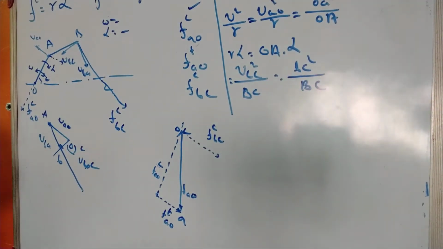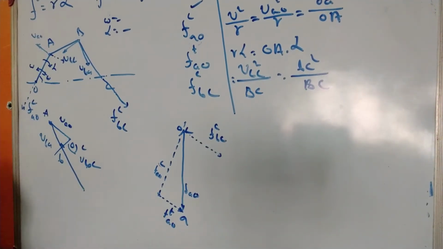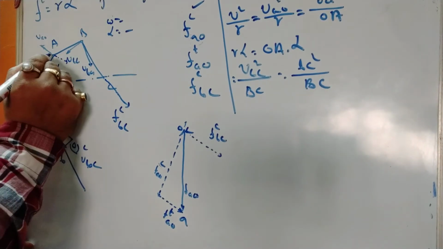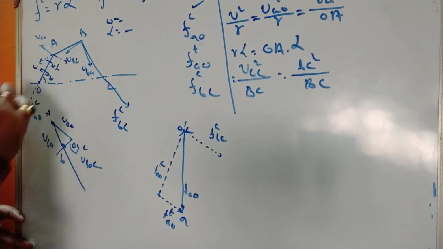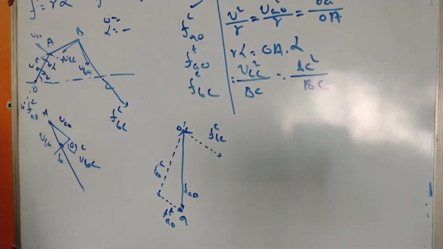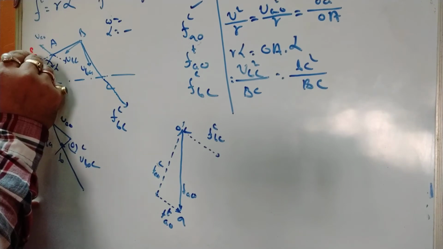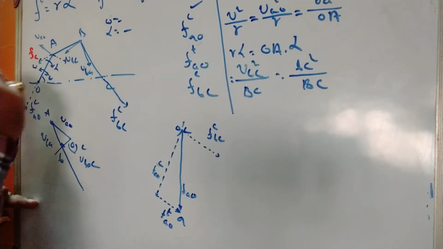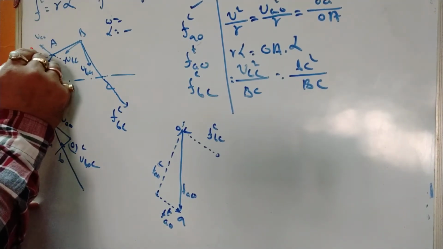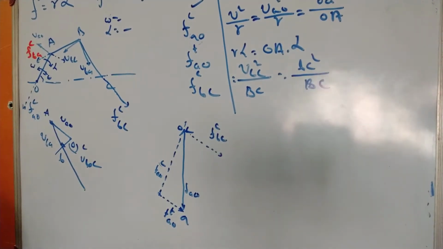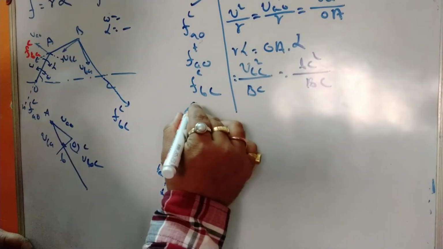So this is known to us. Now again, another centripetal acceleration is known to us, that is A to B. If you see from A to B, this component is also known. That is centripetal acceleration. This is my centripetal acceleration of B with respect to A. So centripetal acceleration of B with respect to A we can also calculate.